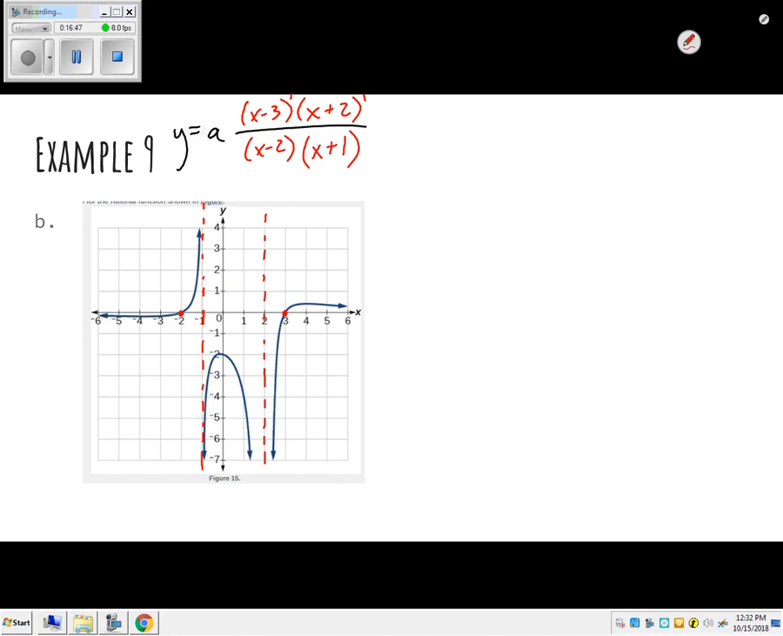Now look at this vertical asymptote at 2 right here. Look, they're both going downstairs right here beside it, right? If they're both going downstairs like that, that's behaving like the reciprocal squared function. So on the 2, I want to put the reciprocal squared. Just put a squared on it.